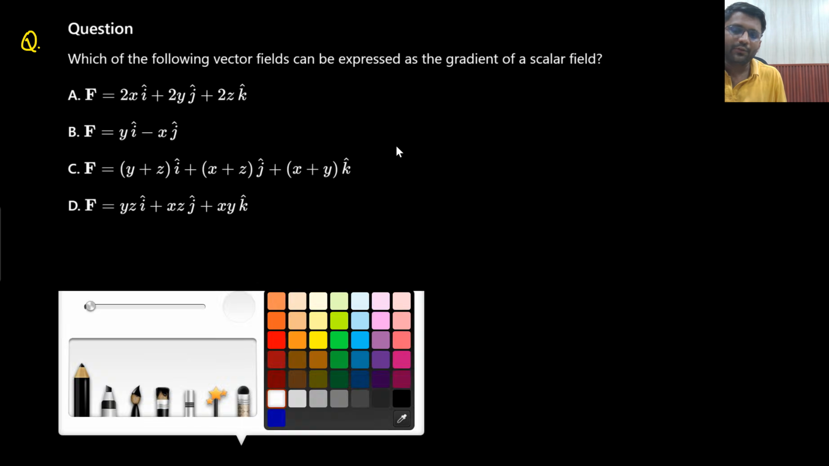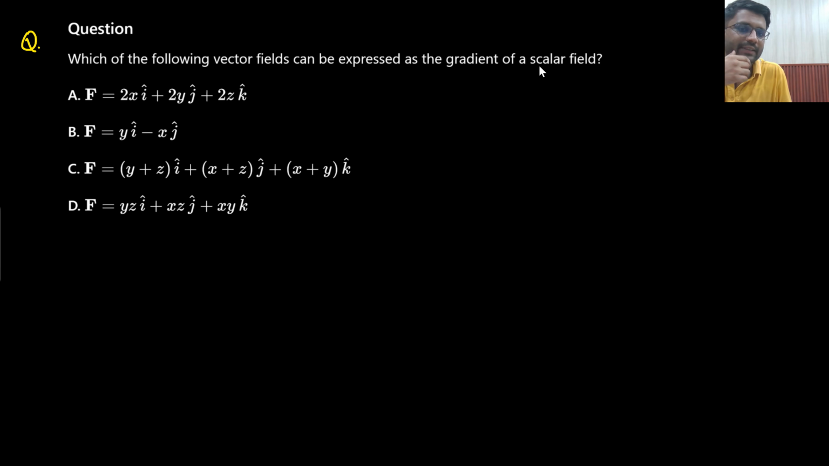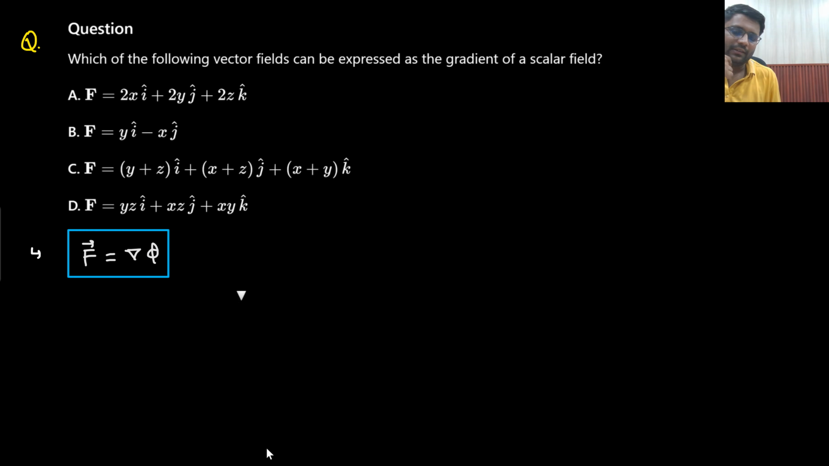What they are asking is: which of the following vectors could be expressed as the gradient of some scalar field? That means f should be replaced as the gradient of some scalar field. This is my requirement.